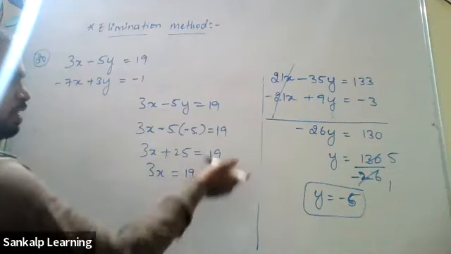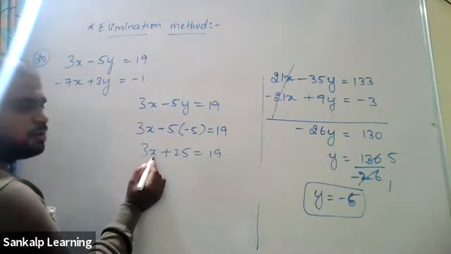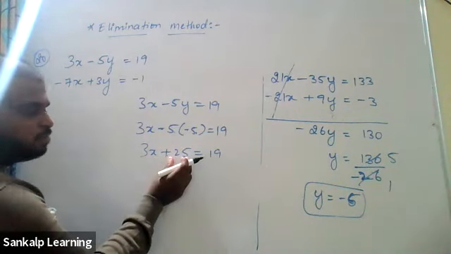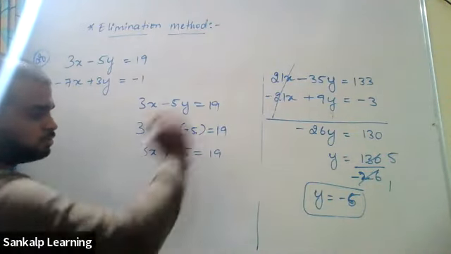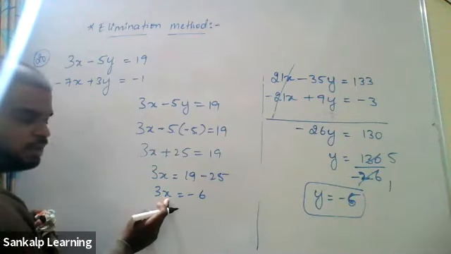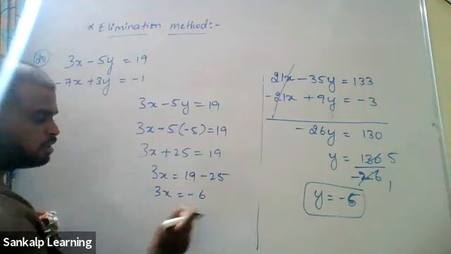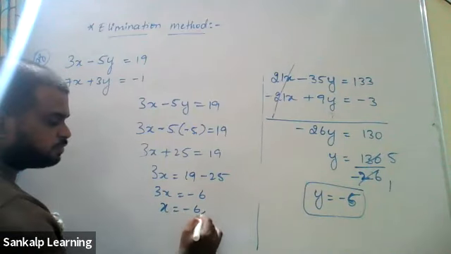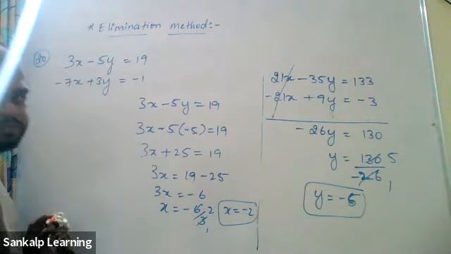Transpose this 25 to the other side. You only want x, right? Simple logic, only x. So we don't need this 25, so send it to the other side, transpose it. It's like from a compound, send it to the other side. 19 minus 25. So what is 19 minus 25? Minus 6. Now again you want only this x. You don't want this 3. This 3 is in multiplication with x. Transpose it, it will become division. 3 ones are 3, 3 twos are 6. Therefore x is minus 2.